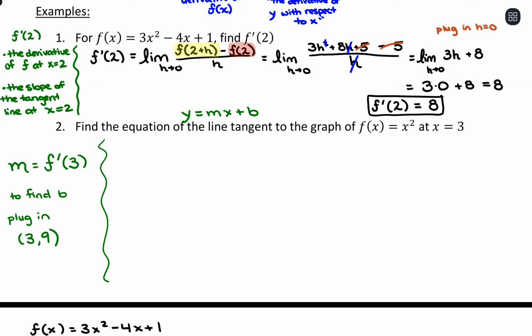So f prime of 3 is equal to the limit as h approaches 0 of f of x plus h, where we're letting x equal 3. So this is f of 3 plus h minus f of 3, all over h. Now I'm going to go do that side work.